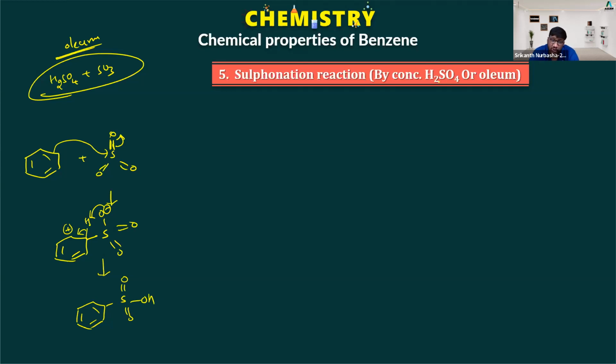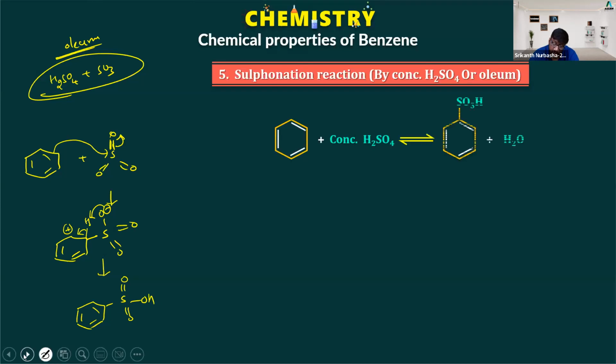You can take just H2SO4 also. You can take H2SO4 plus oleum also. Even if you take H2SO4, SO3 is going to be produced. That is why we can say SO3 is an electrophile, either if you take H2SO4 alone, or if you take oleum also. So SO3H, benzene sulfonic acid, is obtained.